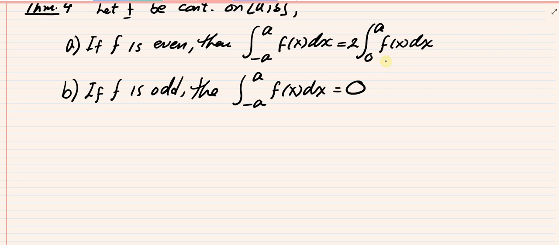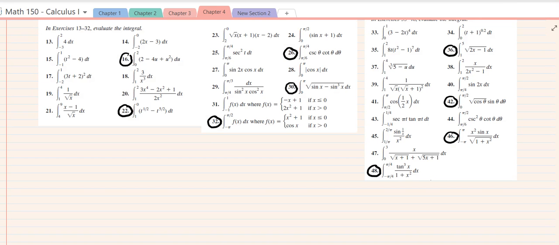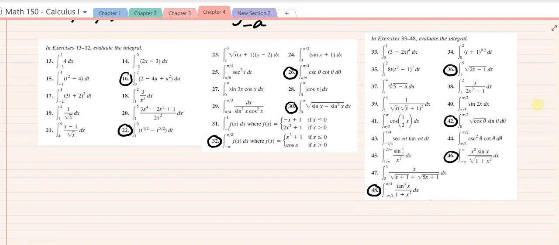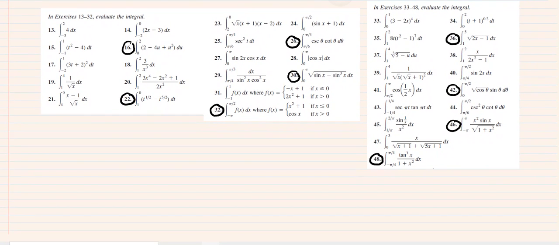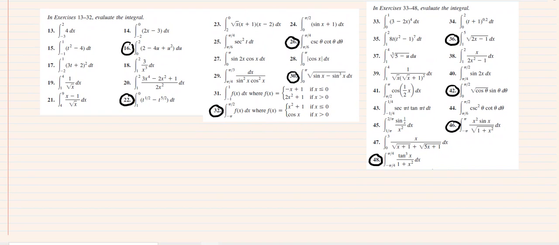So let's take a look at more exercises. I've circled the ones that I'm going to work in this video. Let's begin with exercise number 16. In all of these, we want to evaluate the integral. Let's take a look at how this is done.